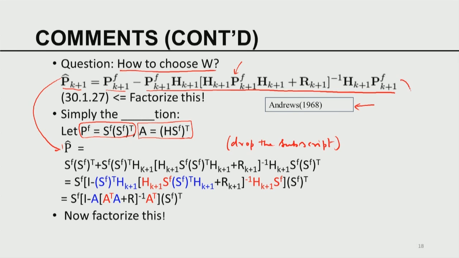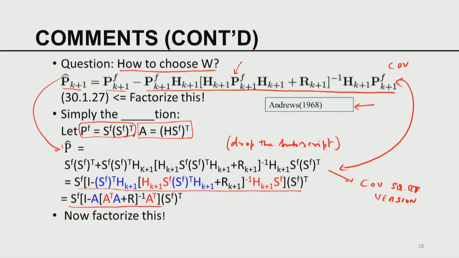So these two expressions are essentially one and the same. This is the covariance version. This is the square root version, the covariance square root version. With this square root version, the expression becomes this, and that can be written as this expression after simple matrix algebra.